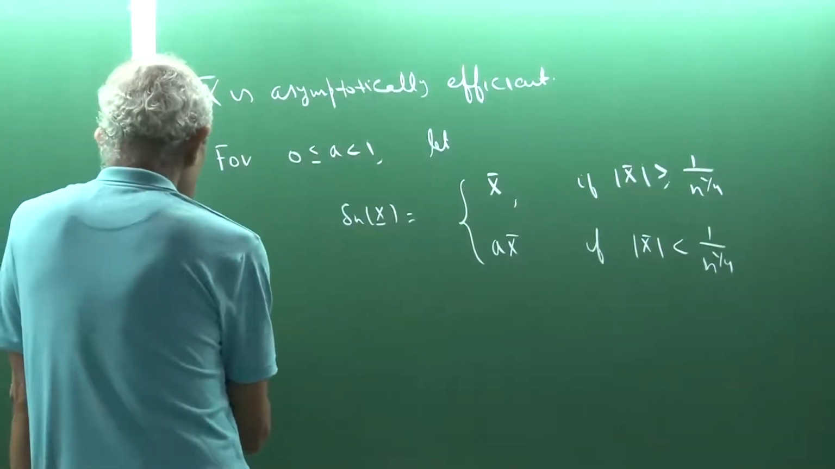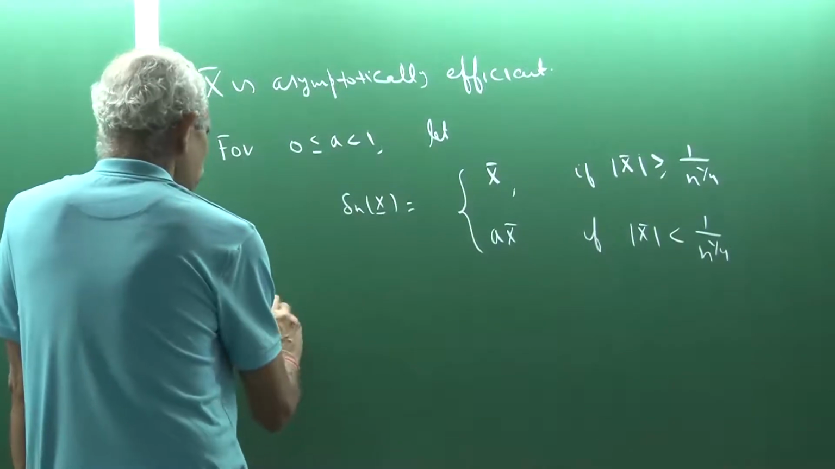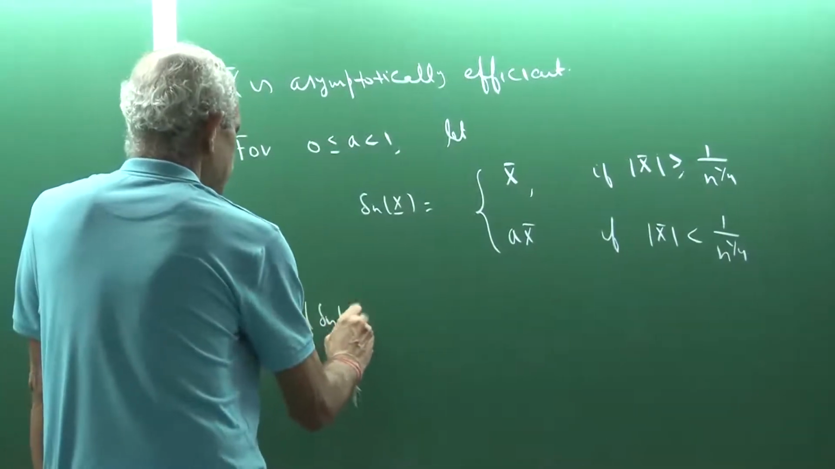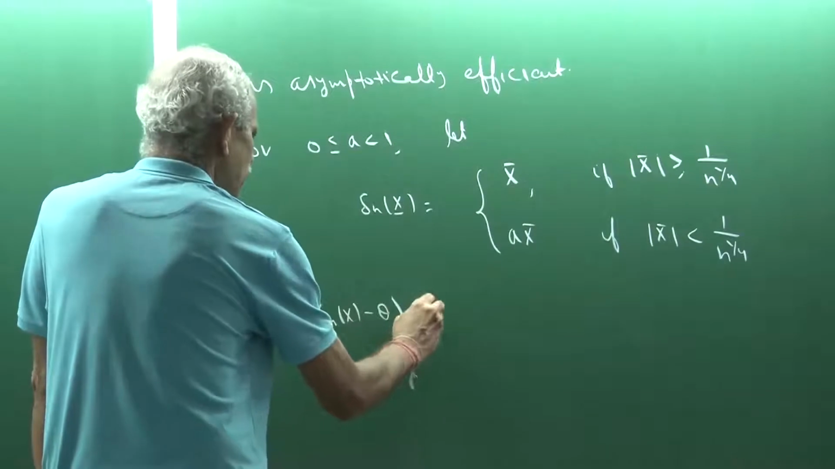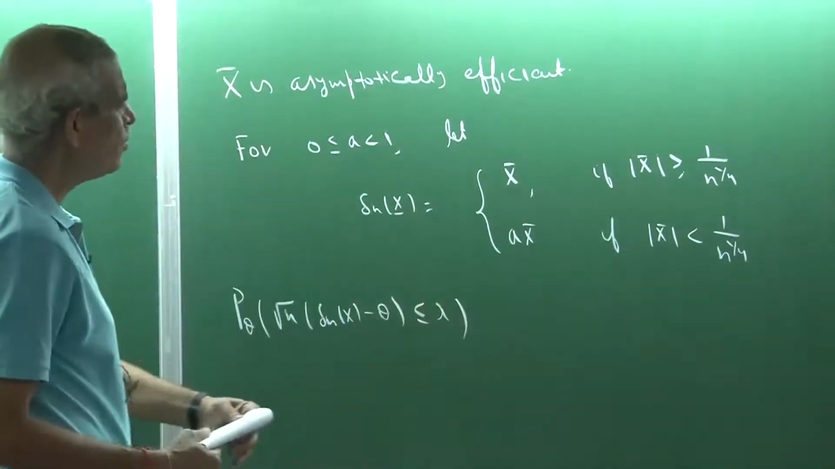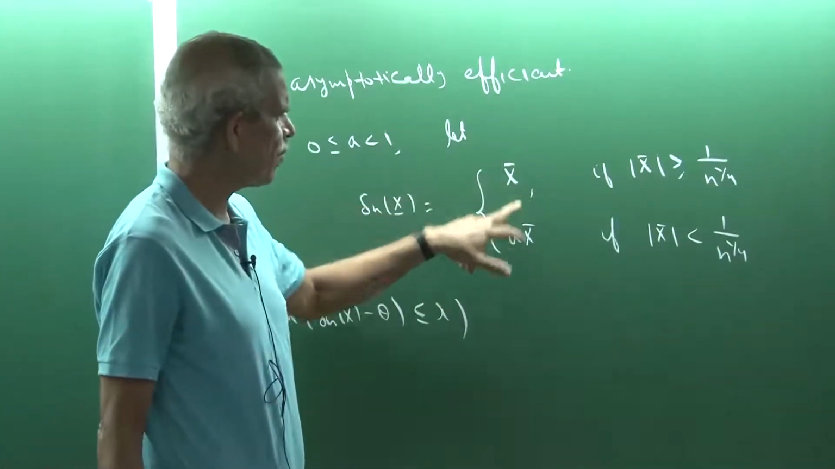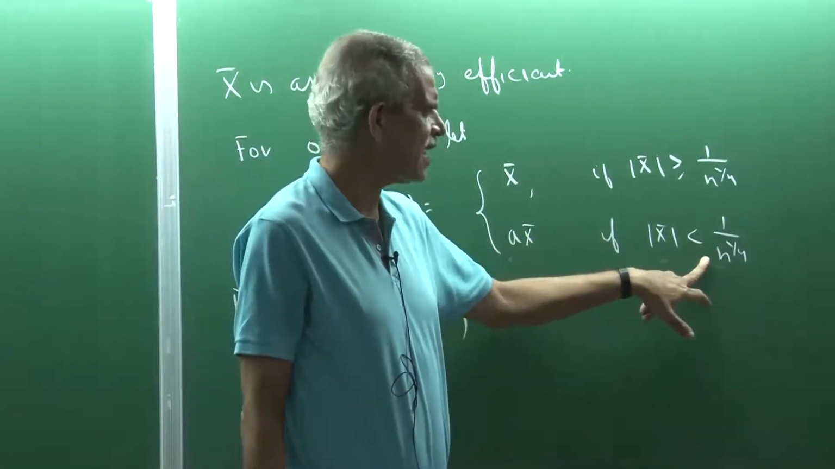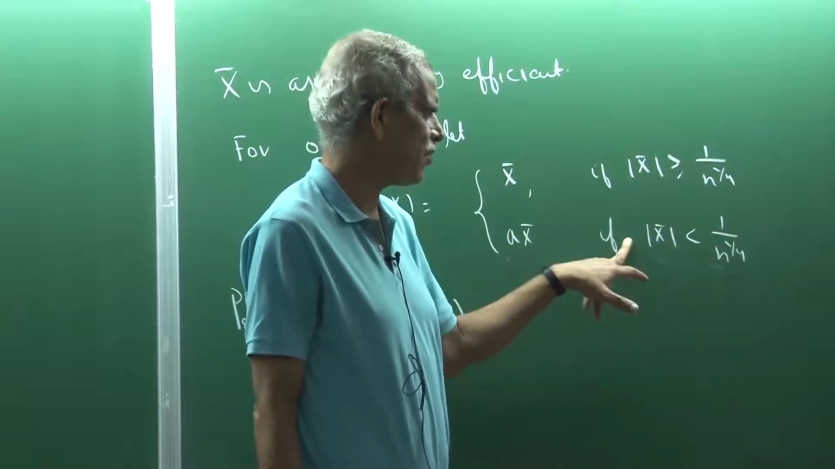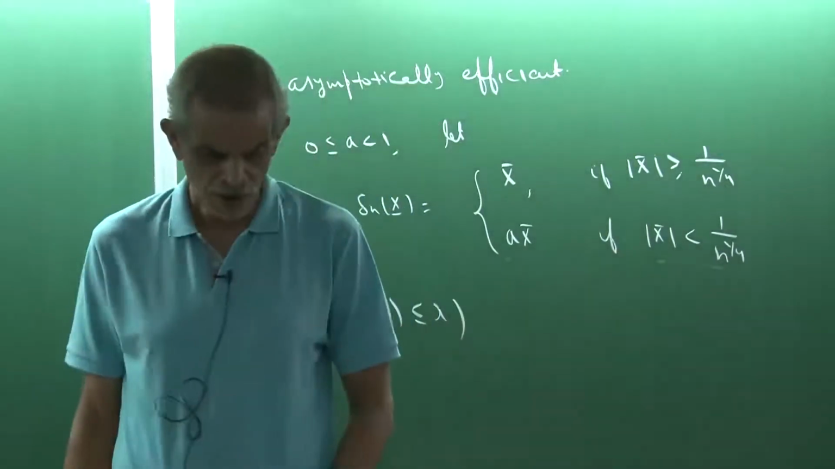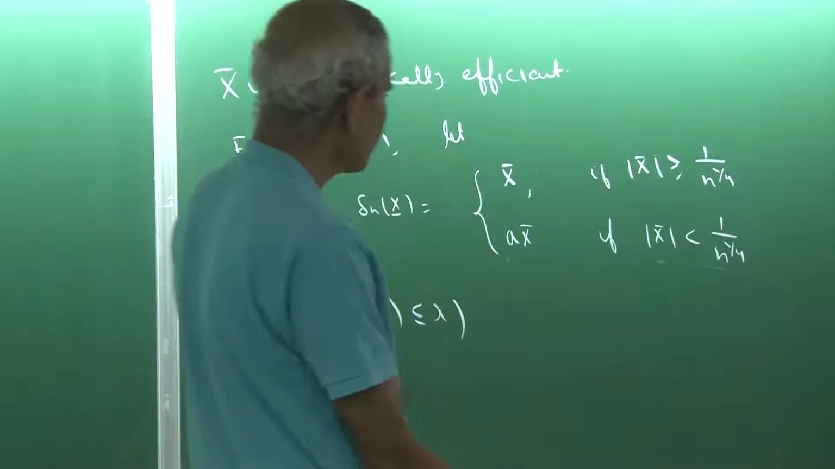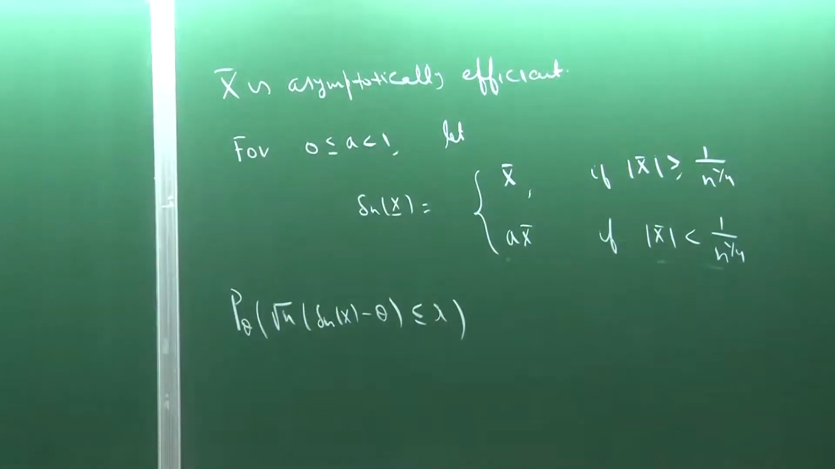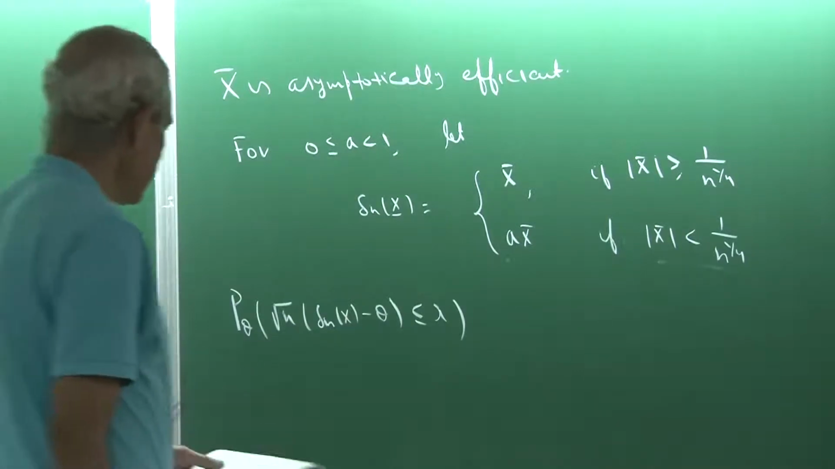So let's try to see what is the probability that root n times delta n of x minus theta is less than or equal to x. The reason I am considering that is that note that this differs from x bar only on this set. And this set, as n goes to infinity, that probability goes to 0. So it looks like this should behave like x bar only. One can easily see that.